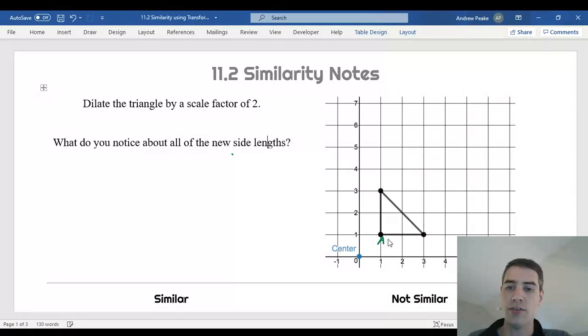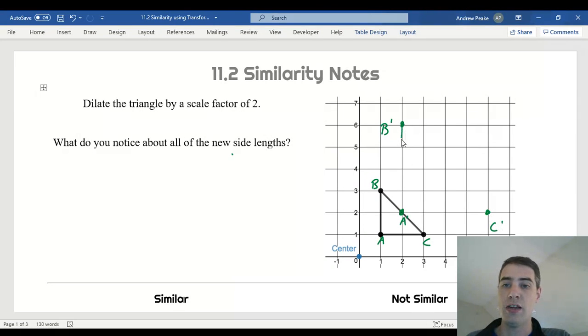So I'll call this just A, B, C, just to be clear here. So going up 1 and then over to the right 1 for A. That means I would double. So I'd go up 2 and then over to the right 2 for A prime. And then I go up, looks like 3 and to the right 1 for B. So I'll go up 6 and to the right 2 for B prime. And then I go up 1 and to the right 3 for C. So I'd go up 2 and to the right 6 for C prime.